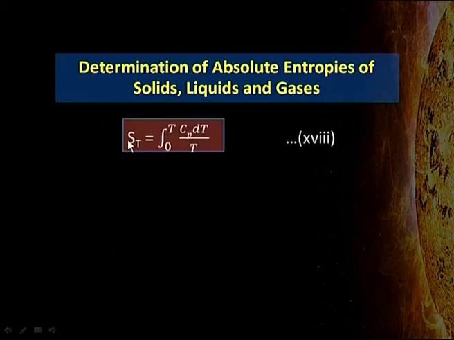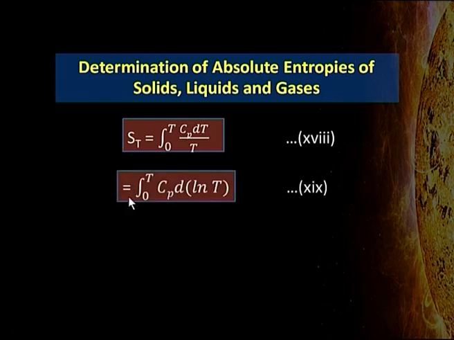Now, we have entropy at temperature T equal to the integral of Cp by T dT within the limits 0 and T. This is equation number 18. Now, S_T will be equal to the integral of Cp d natural log T within the limits 0 and T. This is equation number 19. Here S_T is the absolute entropy of the crystalline solid under examination at the temperature T.